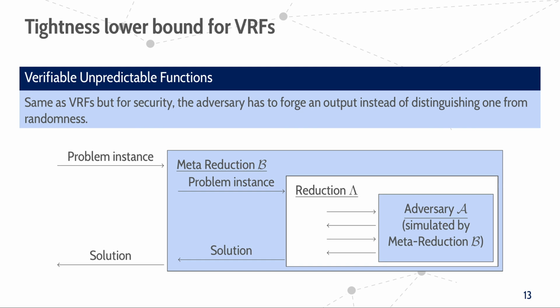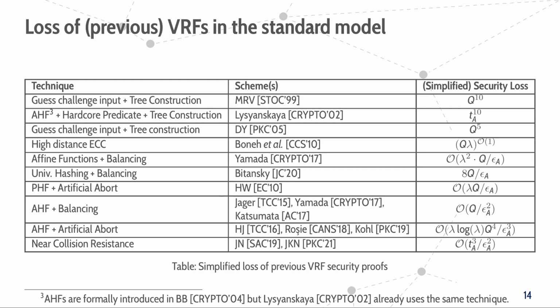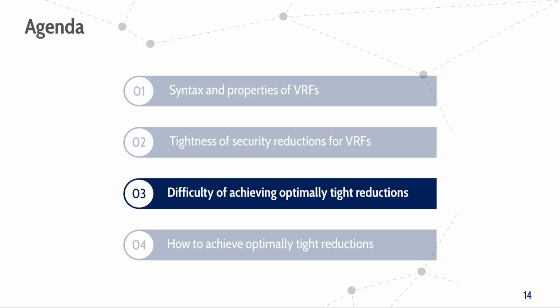Now that we have established the lower bound on the loss of VRFs, let us consider the loss of previous VRFs. This table shows the loss of most previous VRFs in the standard model, in some cases for reasonable parameterizations. Unfortunately, the loss in the last column of all these constructions is significantly worse than what is indicated by our bound.